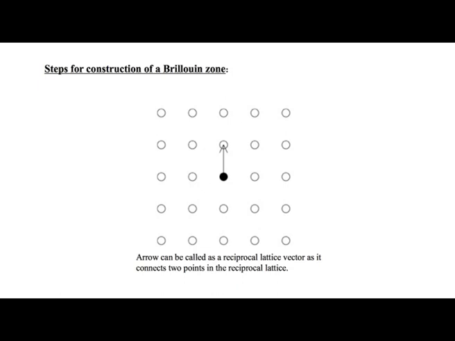Then the second step: draw a line connecting the point which we designated as the origin to one of its nearest neighbors. As you can see in the figure, it is represented by that arrow over there. This line is a reciprocal lattice vector as it connects two points in a reciprocal lattice, right? So, that much is clear.